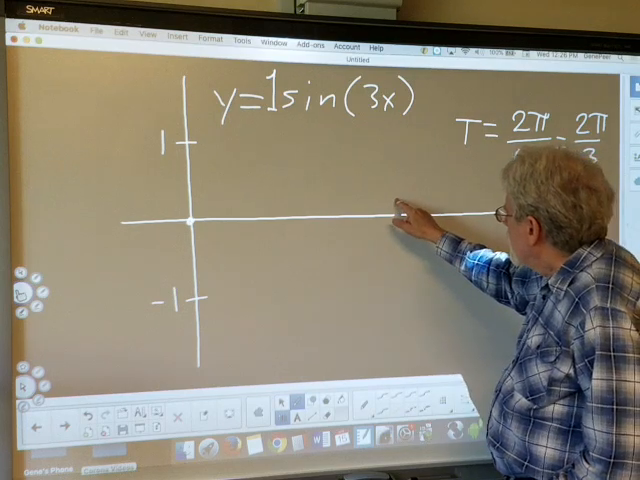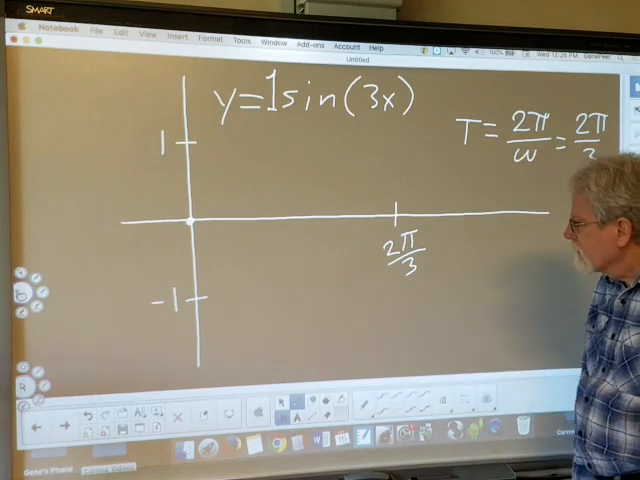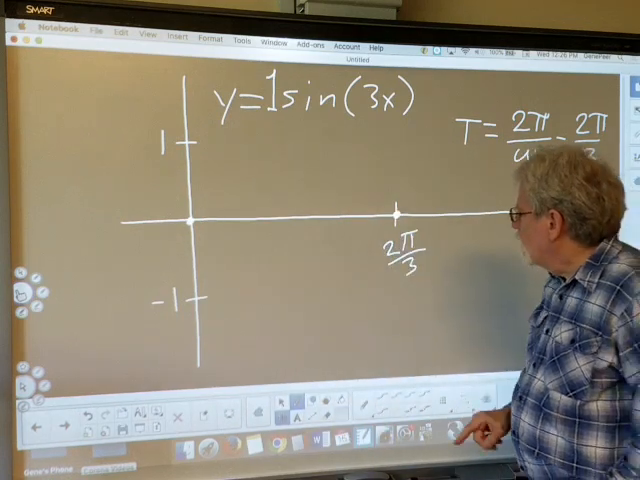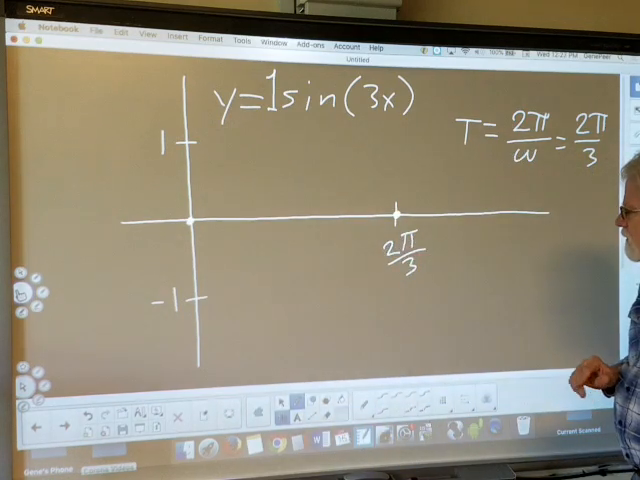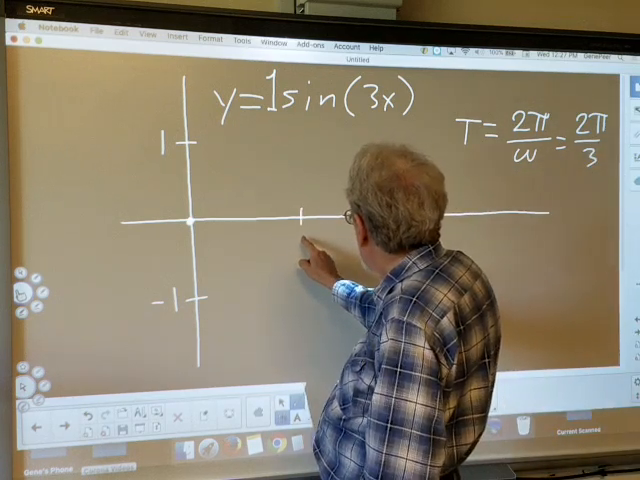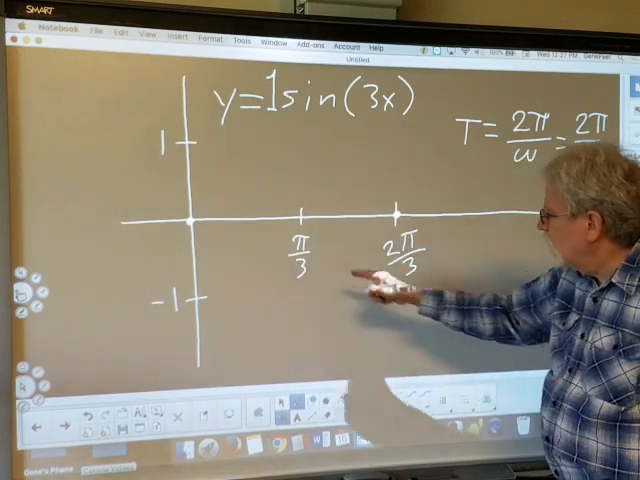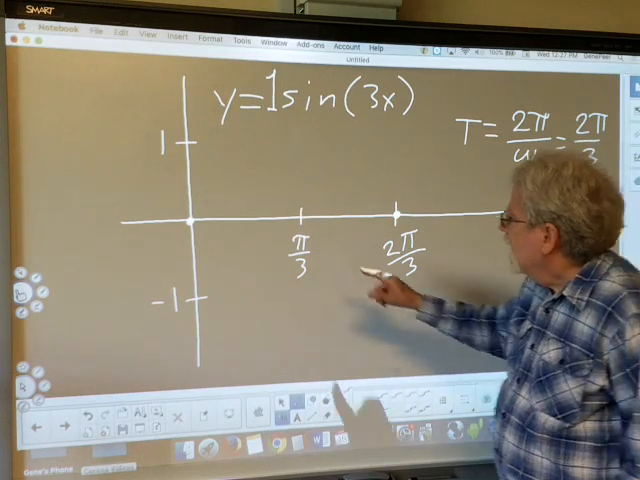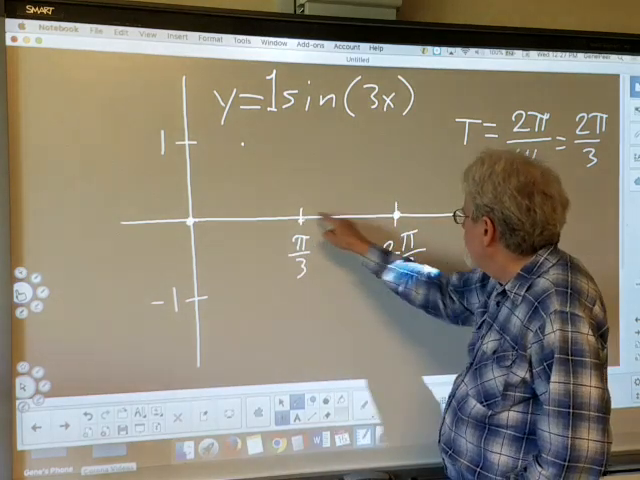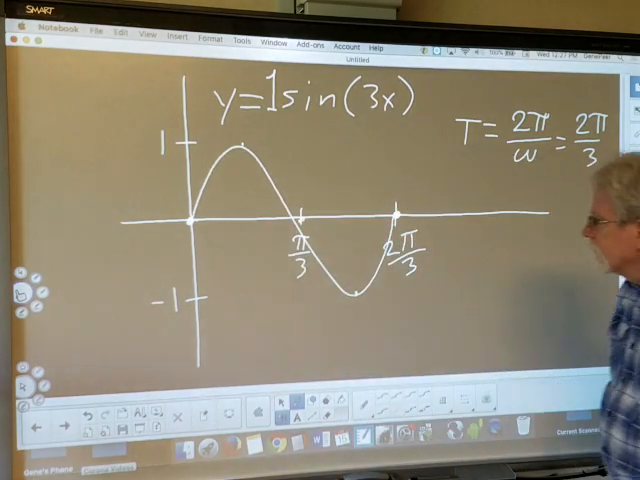This one's kind of ugly. So this is 2/3 pi. Where is it going to pass through 0 again? Halfway between 0 and 2 pi over 3. That would be 1 pi over 3. Half of 2 pi over 3 is 1 pi over 3. And it's going to hit a maximum halfway between 0 and that point. And halfway between these two, it's going to hit a minimum. And so it looks kind of like this.